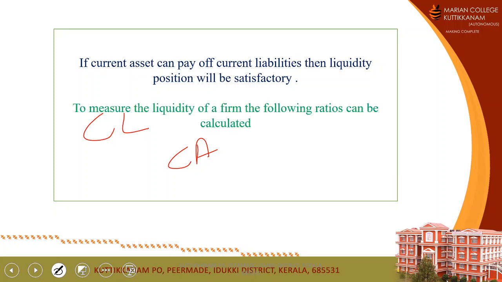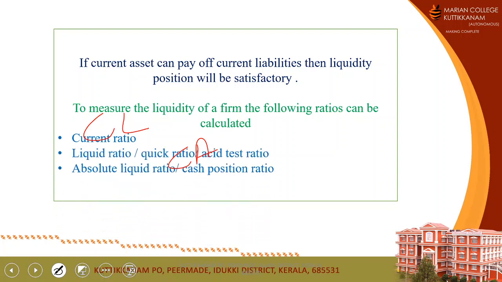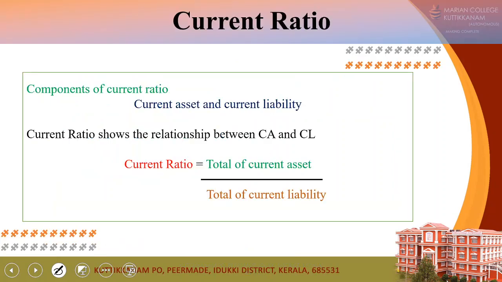So, in order to measure the liquidity of a firm, the following ratios can be calculated: current ratio, liquid ratio and absolute liquid ratio. In this video, we will be discussing the current ratio in detail. The two components of current ratio are current asset and current liability.